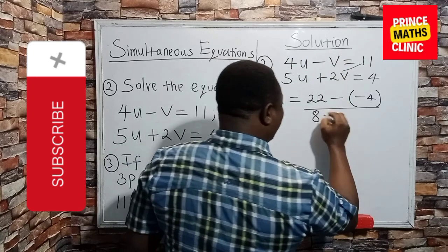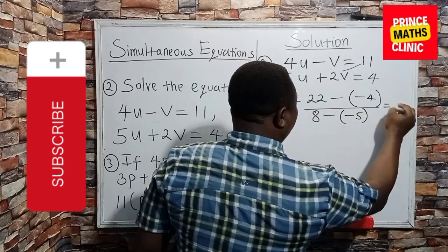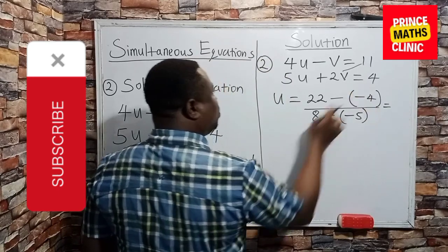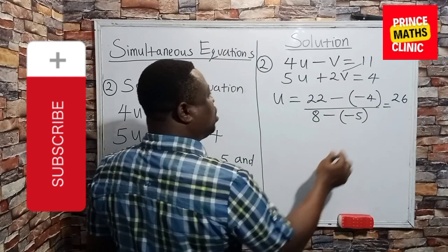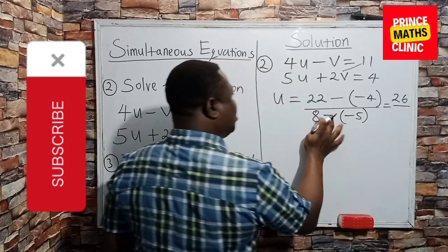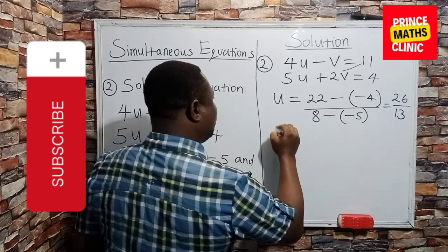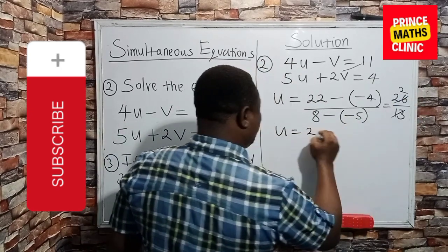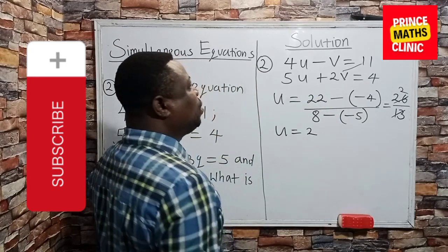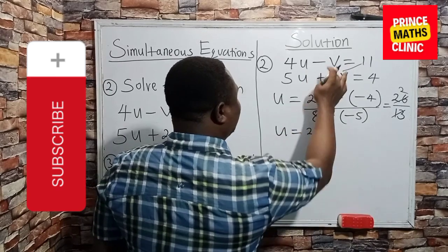5 times minus 1 is minus 5. So this is plus. So this becomes 26. 22 plus 4 is 26. Then this is plus 8 plus 5 is 13. And 13 can go in 26 2 times. So u is 2.